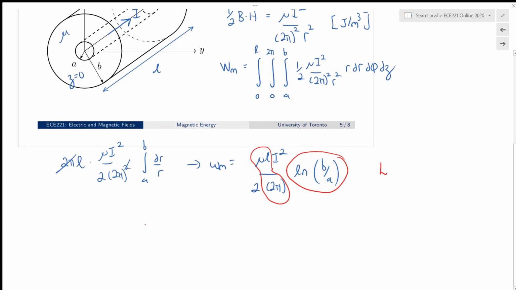So if we look at the resulting expression for Wm, we have a factor of 1/2. We have now this inductance, and then we're left with I squared. And you should recognize this as the energy stored in an inductor from circuits, 1/2 L I squared, much in the same way that the electric energy stored in the capacitor is 1/2 C V squared. So once again, we see that there's a corresponding interpretation at a circuit level of these stored energies.